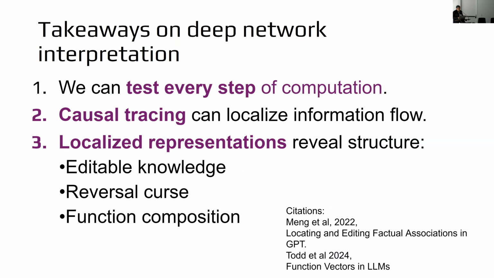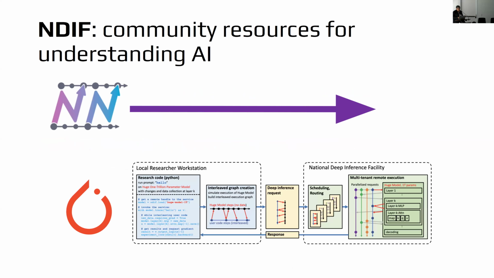And so what excites me about this kind of work is that, in artificial neural networks, we can test every step of computation, right? And there's opportunities to do things like causal tracing, which are very hard to do in traditional neural systems. And these things can really localize information flow, and the localized representations reveal some structure that's pretty amazing. Editable representations, things like the reversal curse or function composition. So I just put a couple of the papers here. I should probably include more things there.